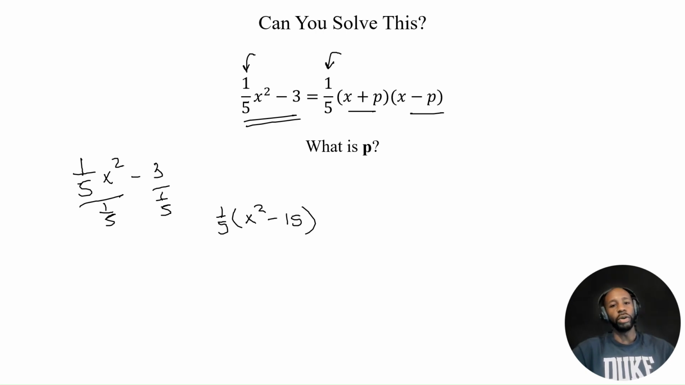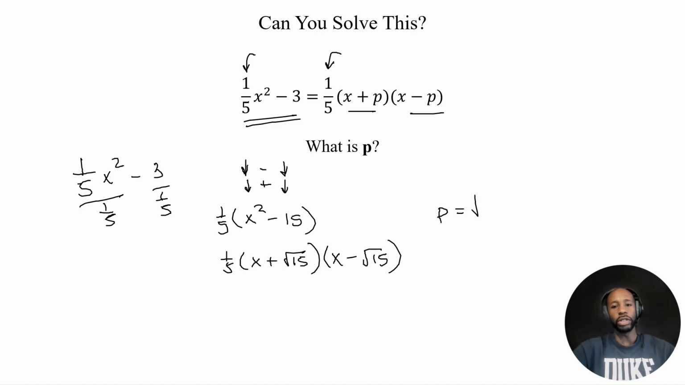That means the square root of this plus the square root of that, and then the square root of this minus the square root of that. So in other words, this becomes 1/5 (x plus square root of 15)(x minus the square root of 15). Now you can't simplify 15 anymore. That's 5 times 3. Neither of those are perfect squares. So this is the simplest you can get. So p is equal to the square root of 15.